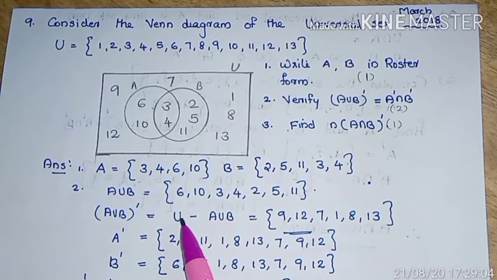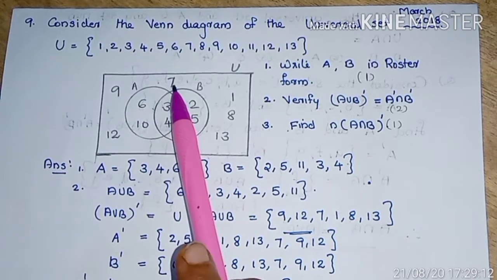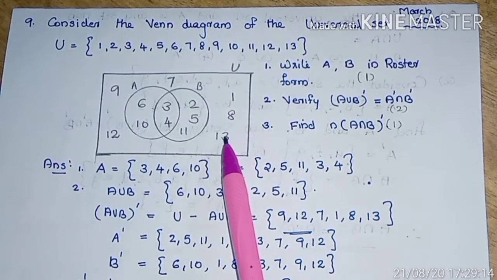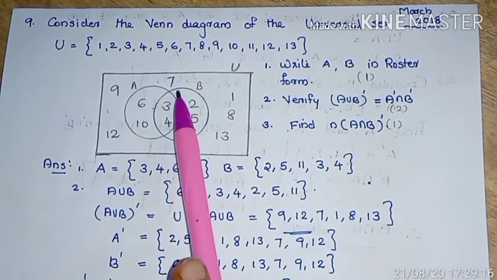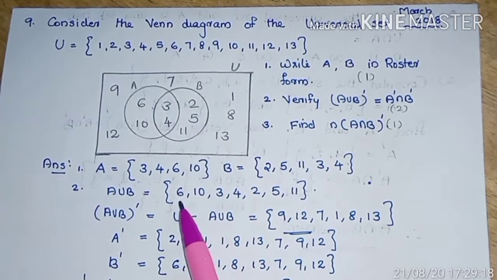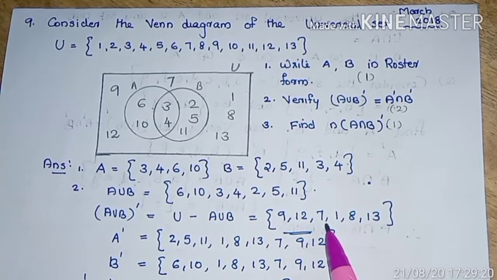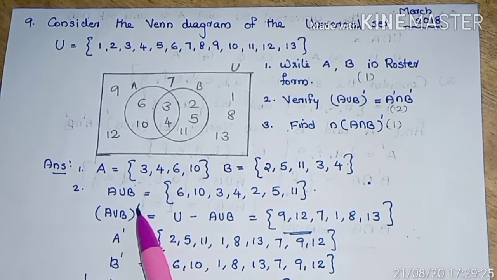So the elements other than A ∪ B in U. Which are they? Okay, 9, 12, 7, 1, 8, 13. The elements outside A and B. So we got (A ∪ B)' = {9, 12, 7, 1, 8, 13}.